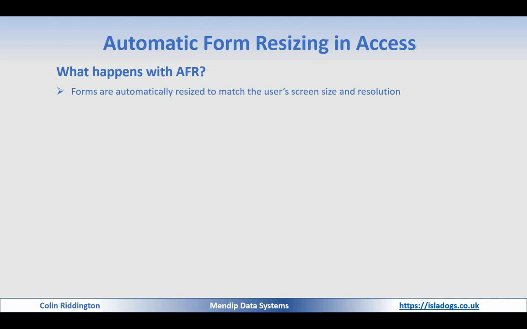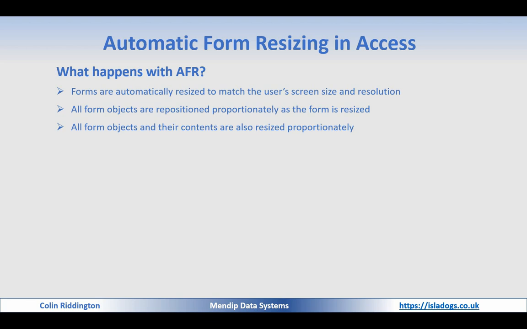So what happens with automatic form resizing? As I've just mentioned, the forms are automatically resized to match the user's screen size and resolution, and all the objects are repositioned proportionally on the form as it is resized. The form objects and their contents are also resized proportionally, with all the fonts being enlarged by the right scaling factor. If you move to a different monitor, either automatically or at least on a button click, and the resolution or scaling has been changed, it will resize to fit.